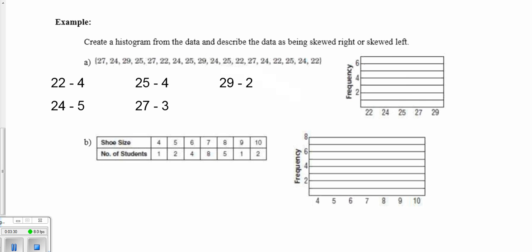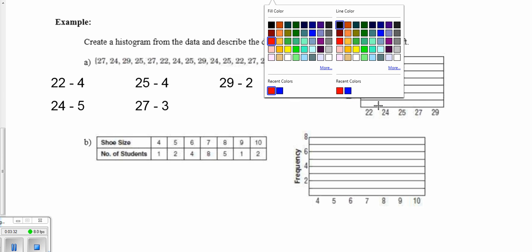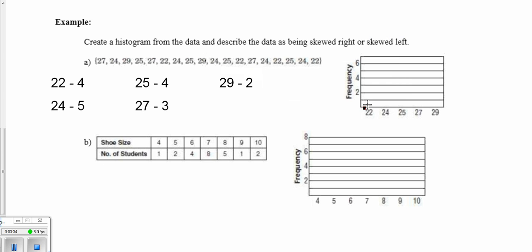Now we would make our bars for this. I'm going to use red and say 22 happened 4 times. So there's going to be one of our bars for this histogram. 24 happened 5 times. So we're going to draw that one out. 25 happened 4 times. 27 only happened 3 times. And 29 only happened 2 times.